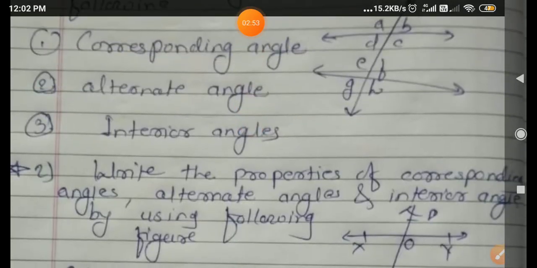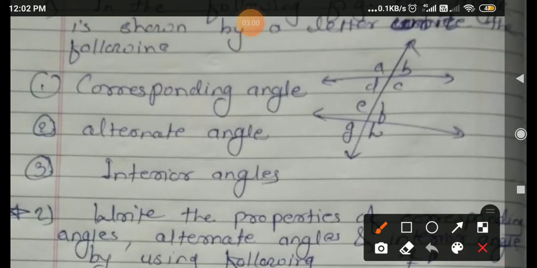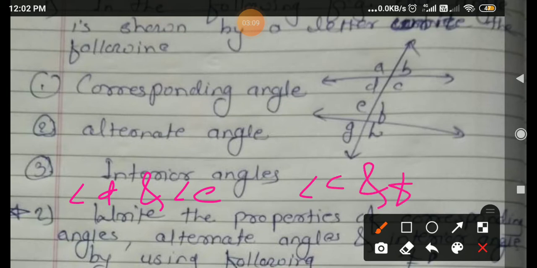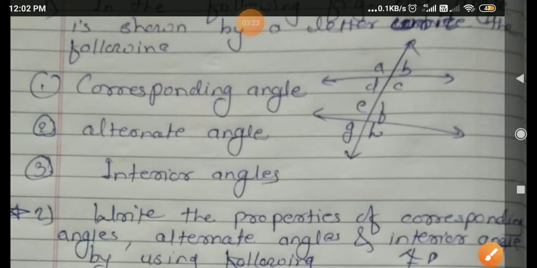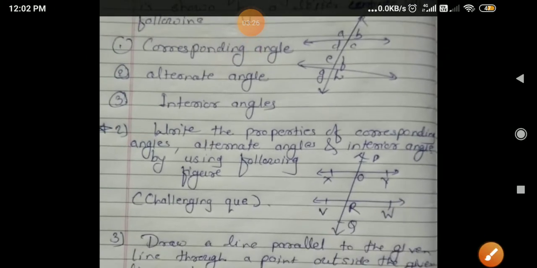Interior alternate angles, as I just told you, are angle D and angle F, and then angle C and angle E. If the sum of these angles, C plus F or D plus E, is 180, then these two lines are parallel, and if not, then they are not parallel lines. Then we move towards the next question.